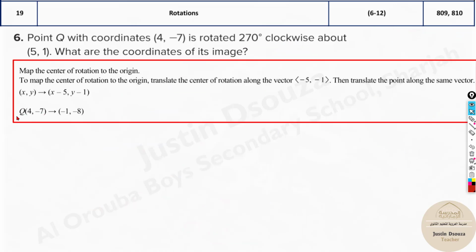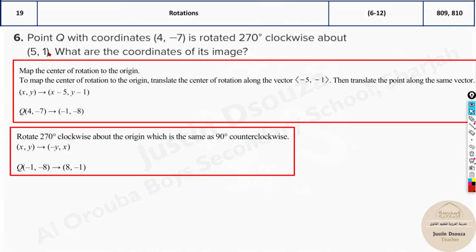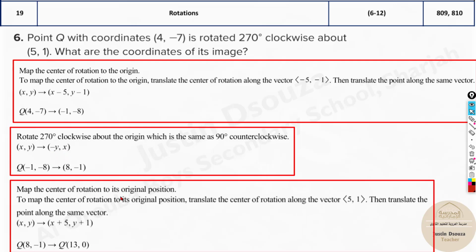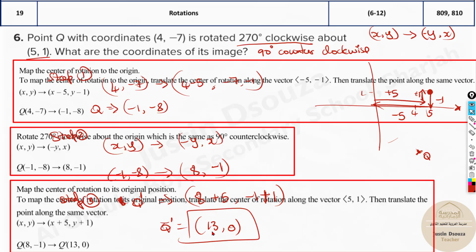Here step 1 would be getting the point transformed to the center. That was basically subtracting phi and subtracting 1. Then we rearrange this using the formula of 90-degree counterclockwise, that is minus y comma x. And then we add this back so that it is about this point, not about the origin. So it was 13 and 0. Yes, that is what we got.